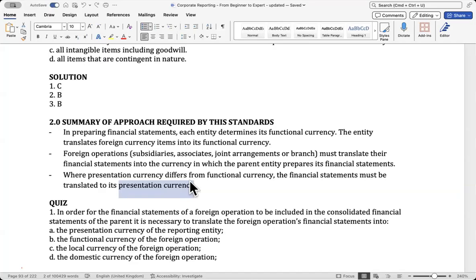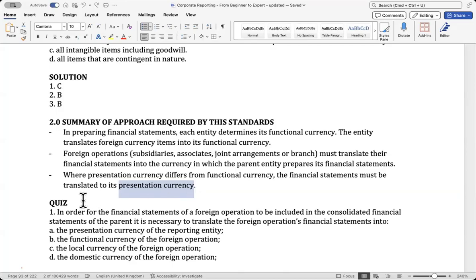So that is more superior than functional currency. It becomes more superior, even though initially it's functional currency that you need to translate all foreign currency items into. So at the end of the day, when you want to present your financial statement, and they are not the same, just use presentation currency.